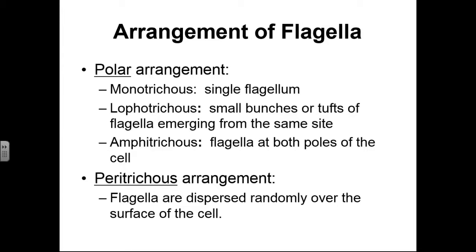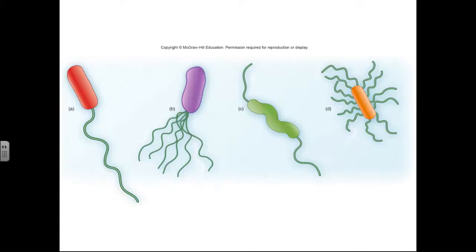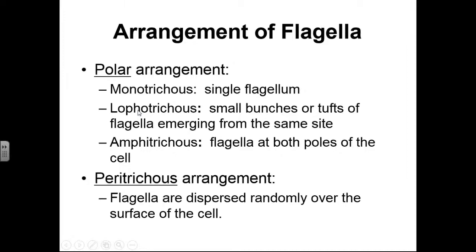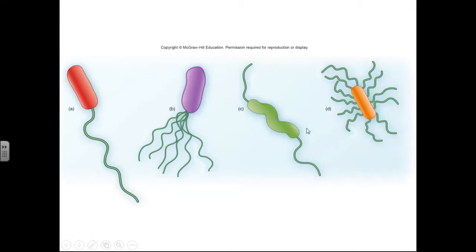We also have peritrichous arrangement. Peri is a prefix meaning perimeter, and with our peritrichous arrangement of flagella, the flagella are going to be all over the surface of the cell, randomly. So here we have the monotrichous. Here we have our lophotrichous. There we go, the term for lophotrichous. Here we have amphitrichous, opposite ends, and then here we have peritrichous.